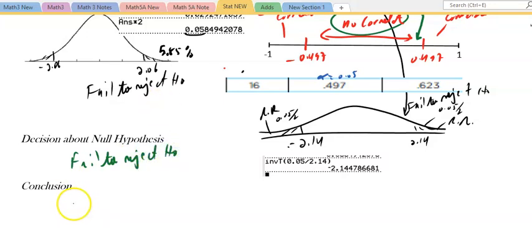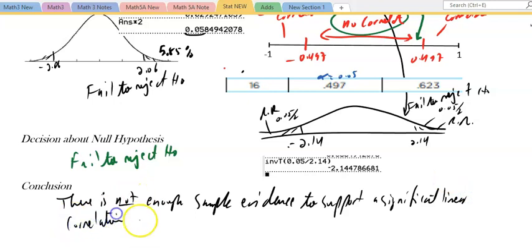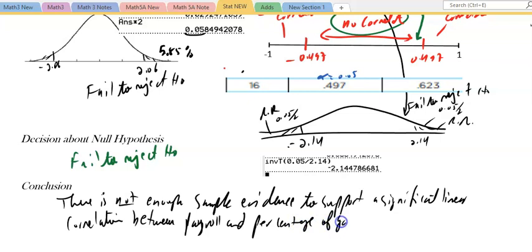Now what? Now the conclusion. There is not, based on those samples, enough sample evidence to conclude, or to support, however you want to write it, a significant linear correlation between payroll and percentage of games won. And that's pretty much it.